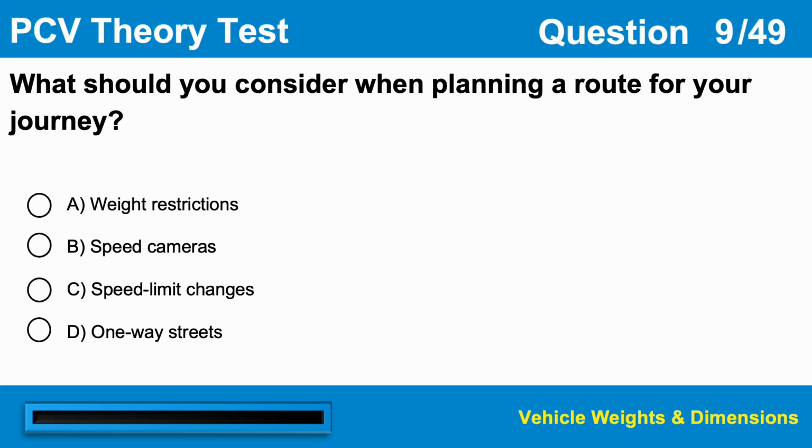Question 9. What should you consider when planning a route for your journey? A. Weight restrictions. B. Speed cameras. C. Speed limit changes. D. One-way streets.